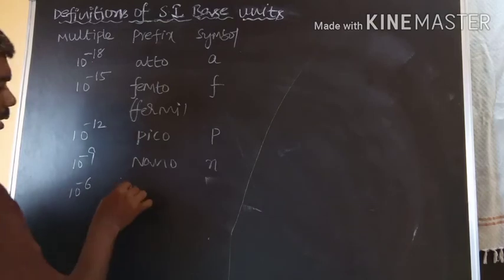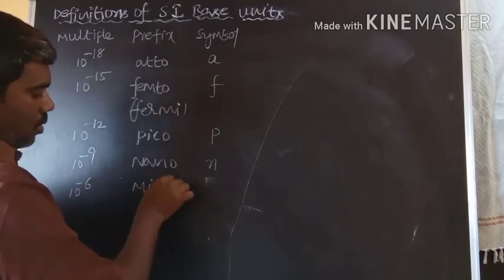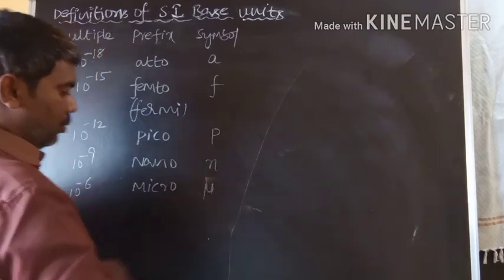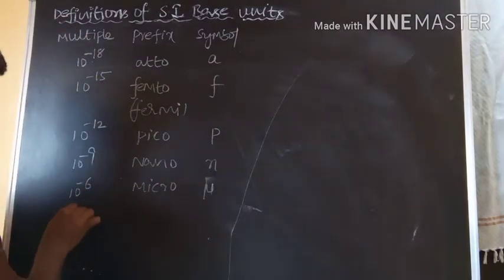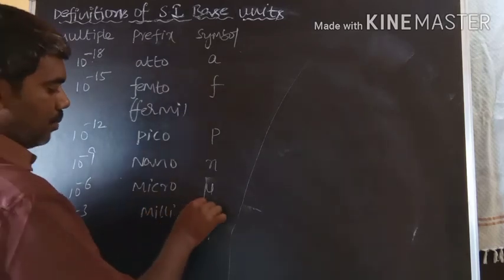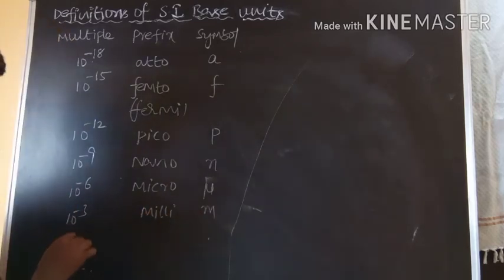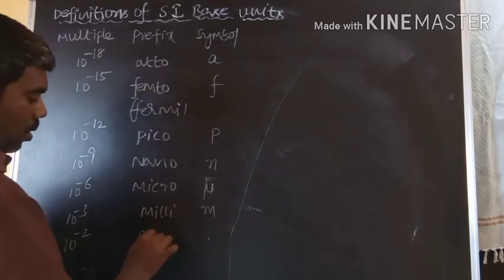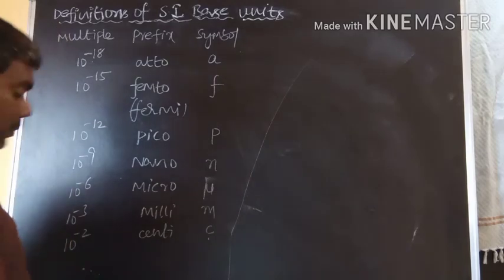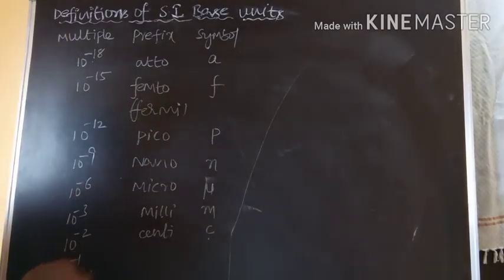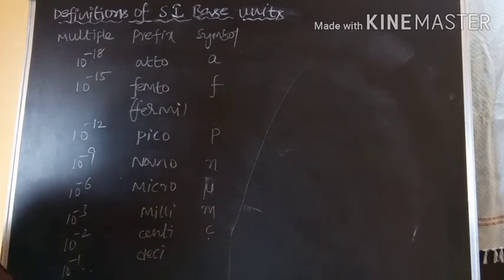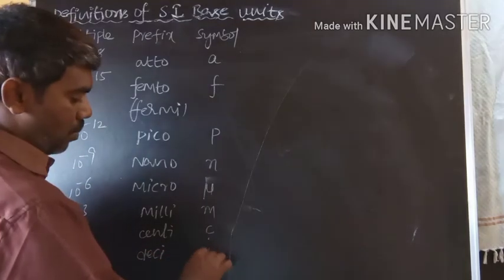10 power minus 6 is micro, then the symbol is mu. 10 power minus 3 is milli. Then 10 power minus 2 is centi, C, or 10 power minus 1 is deci, and D.